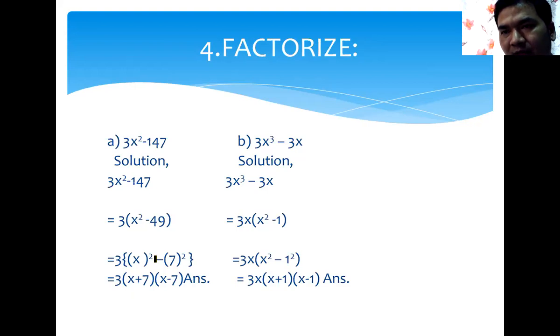Then a square minus b square means we can write (a plus b)(a minus b), where a means x and b means 7. That's why (x plus 7)(x minus 7).